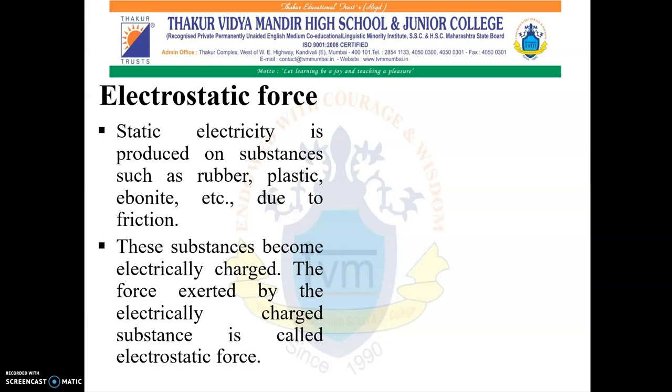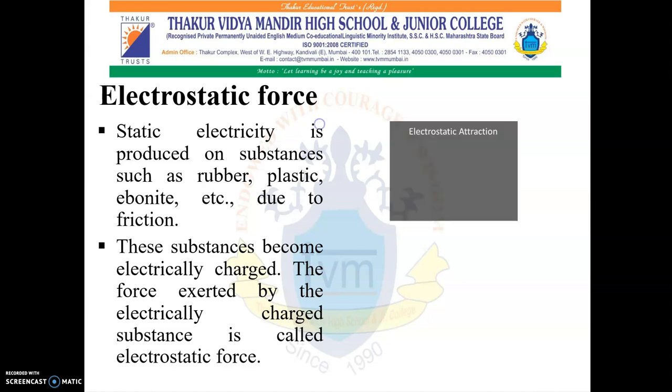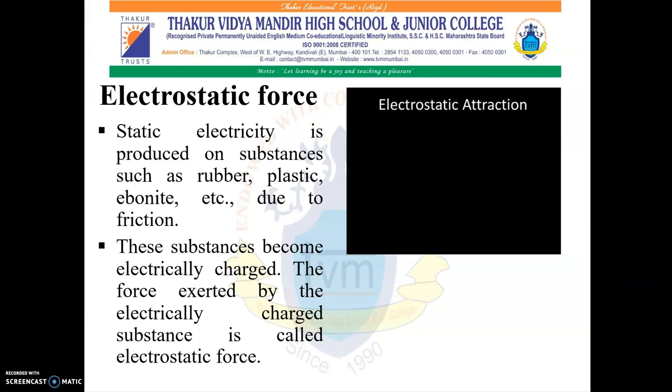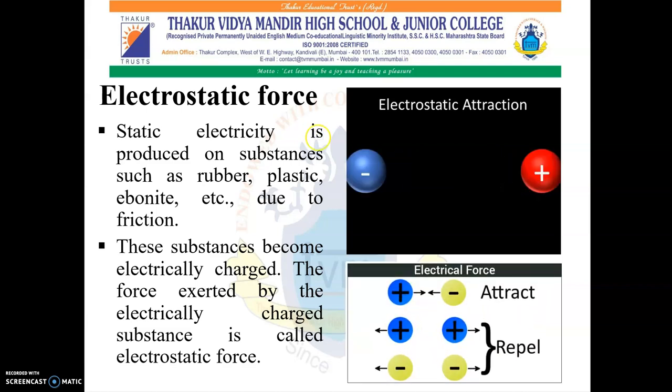Rubbing some materials together can result in something called a charge being moved from one surface to another. There are two types of charges, the positive and the negative charge. Negative charge is called electron and the positive charge is called proton. When a negative and a positive charge come near, there is a force of attraction between them. Both of them will attract towards one another.